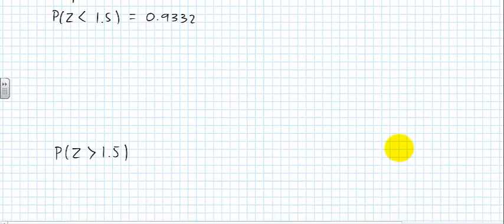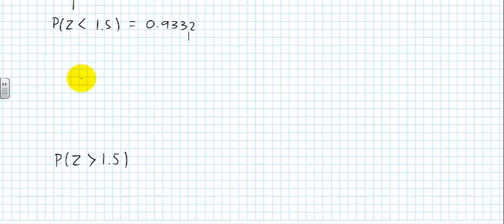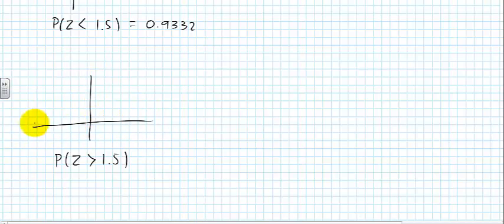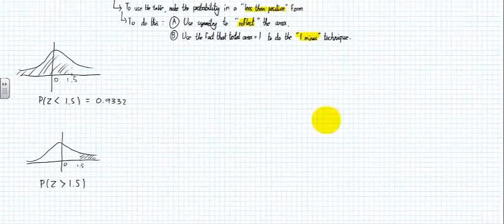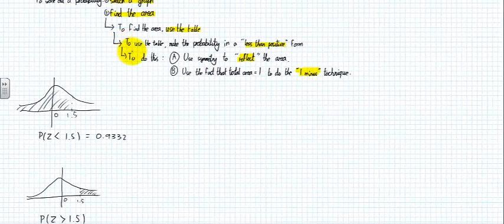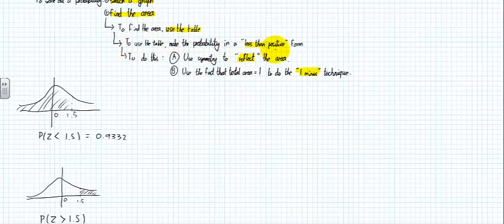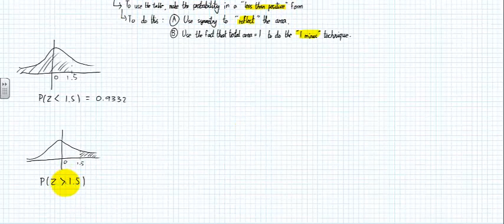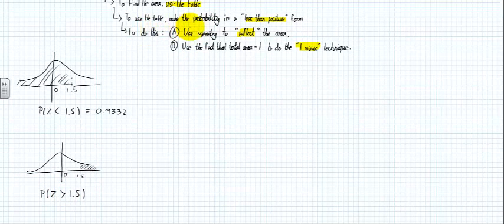Next question. Probability of finding z bigger than 1.5. Alright, as with the method, let's first sketch the graph. Mean equals 0, and they want the area of the section bigger than 1.5, so I'm going to shade into the right. Now, can I use this table? Well, to use the table, I need to make sure that the probability is in a less than positive form, but this is in a bigger than positive form. Right, so we have a problem. So we need to make it into a less than positive form, and to do this I can use either one of the two methods.